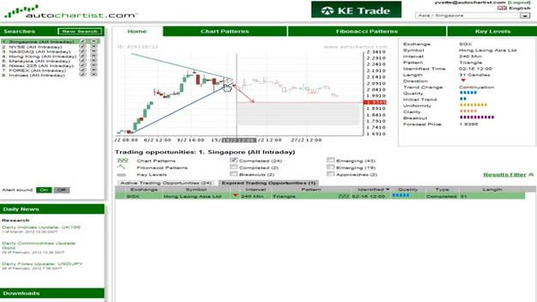Secondly, you could also have the pattern reaching its target level, and once that has happened, we say, well, you know what, the result that we expected has actually been achieved, so there's no point in really trading this pattern anymore. And then we move it to the expired trading opportunities.